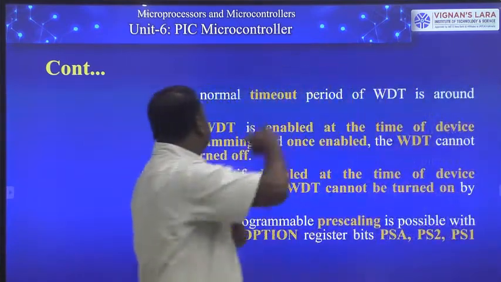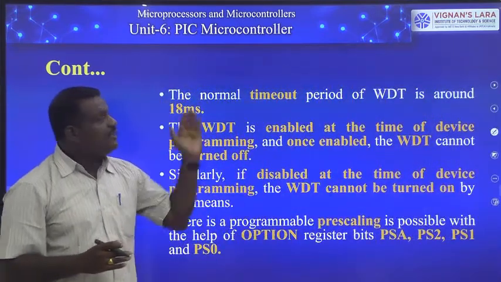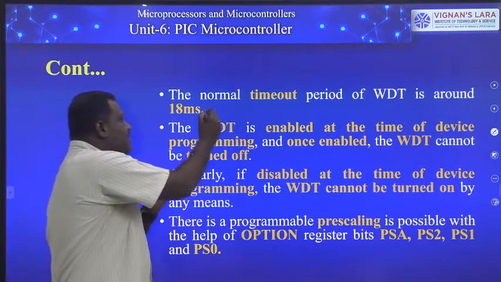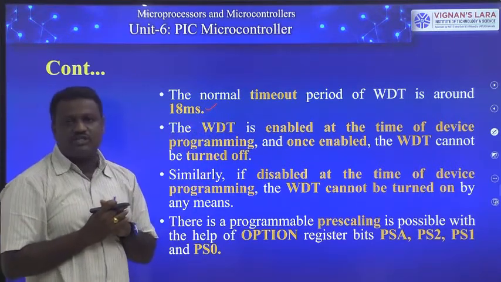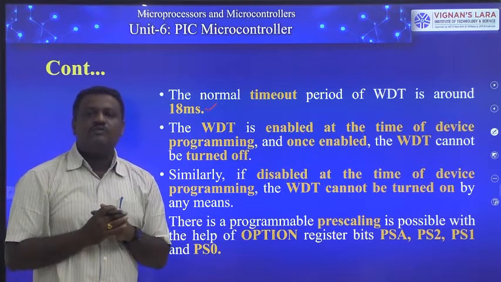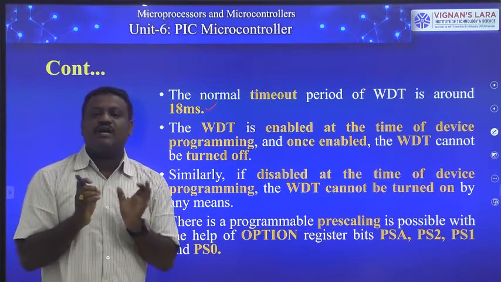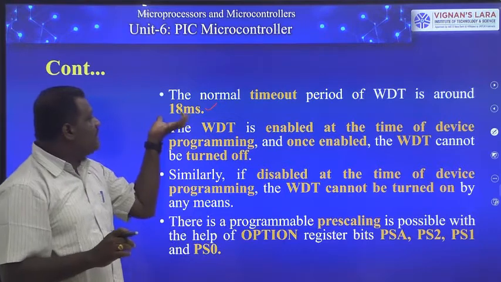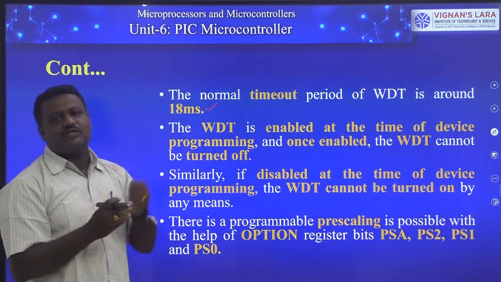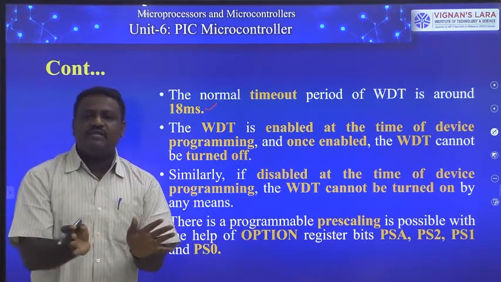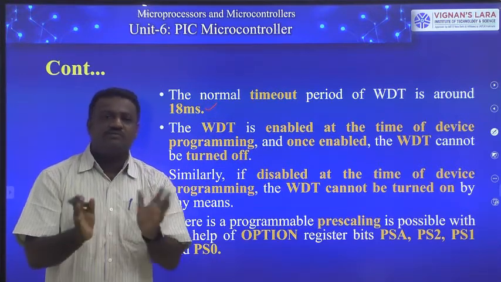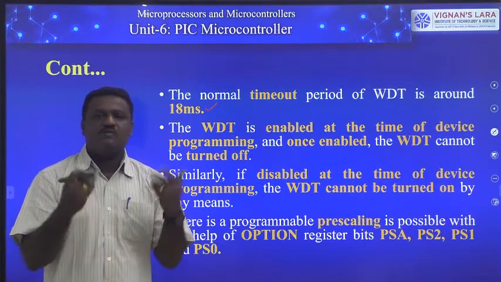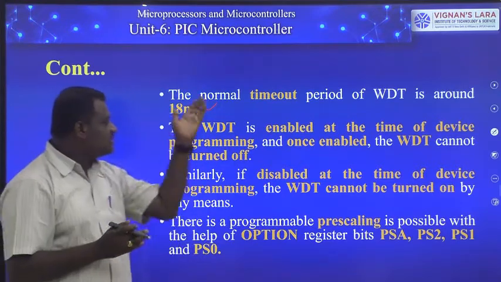And in continuation of this, the normal timeout period of the watchdog timer is around 18 milliseconds. This is the normal timeout period for the watchdog timer. That means your controller must execute the CLR-WDT instruction every 18 milliseconds. If it can't execute it, no doubt your watchdog timer will generate a reset signal to the processing unit. Then automatically your controller resets. So that's the meaning of that.